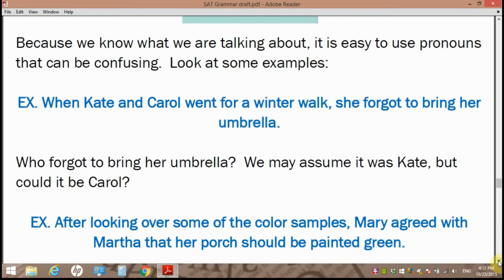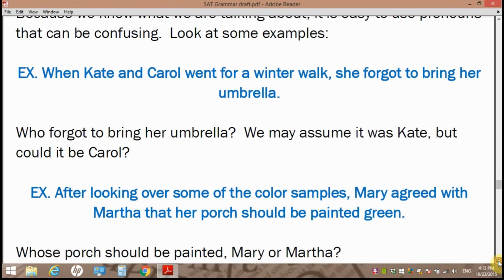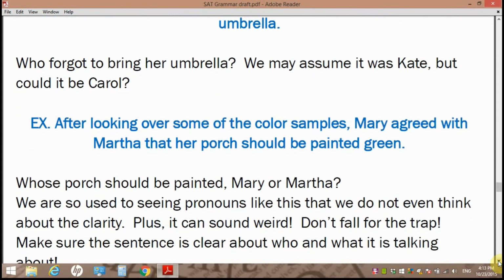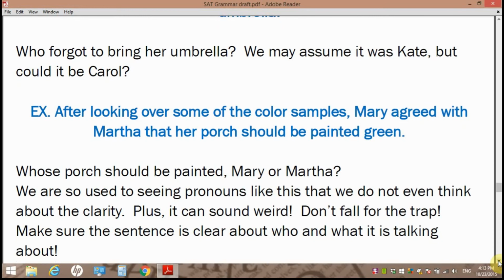So a second example is, after looking over some of the color samples, Mary agreed with Martha that her porch should be painted green. Okay, take a second, pause the video, look at that, and see if you can point out the confusing pronouns. Okay, did you find it? Whose porch should be painted, Mary or Martha? Is the sentence clear in that? Or do we jump to an assumption? Not really sure. So we have an indefinite pronoun that needs to be changed.